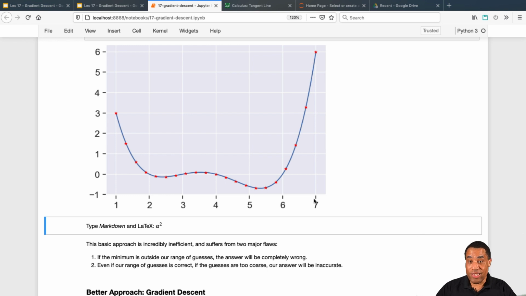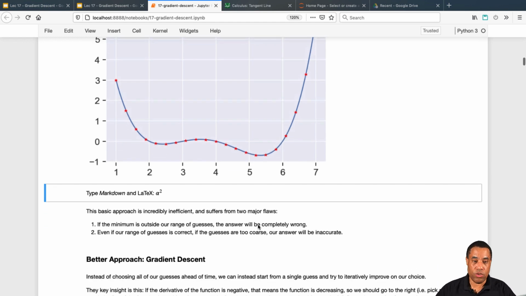Even if we're within the correct range, our guesses might be too coarse. So instead of 20, maybe I'd have to do 200, right? And that would make it even more inefficient. So, two problems here. You have to have the range correct, and you have to have the granularity correct in order to get an answer.